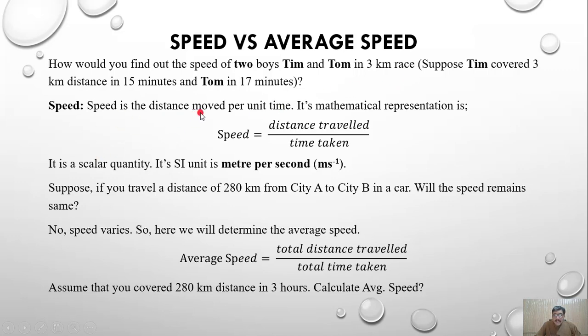Speed is the distance moved per unit time. So distance divided by time gives you speed. It is a scalar quantity. Suppose you travel a distance of 280 kilometers from city A to city B in a car, will the speed remain the same? You have to think about this, that if you want to cover this much distance from one city to another city, will the speed remain the same?